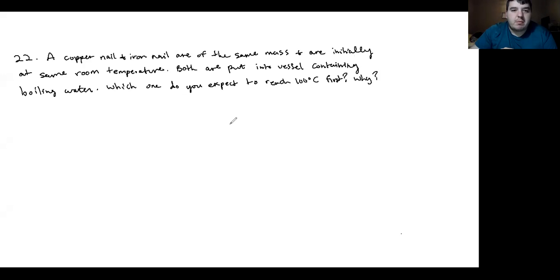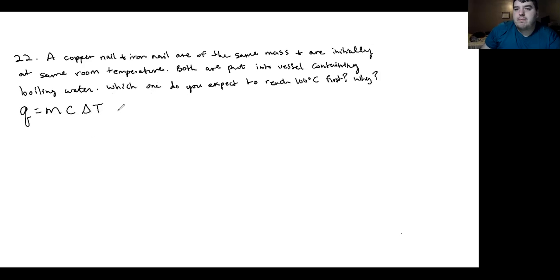So this problem is basically determining which one is going to heat up faster. We need to know a couple of things. First of all, we know the heat formula, Q equals mc delta T. We can use that for this problem to get an idea and explain the reasoning as to which of the two is going to heat up quicker.